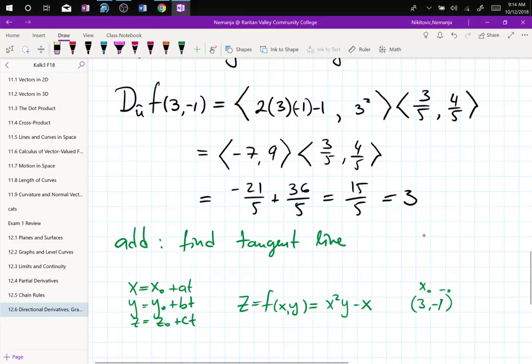So x0, y0 is given, and you can calculate z0 now by simply plugging in x and y. So that's 9 times negative 1 minus 3. It's going to be negative 12. So now we have x0, y0, z0. We have the slope, we have the direction given by the vector. Just plug everything in. So we can actually find the tangent line. We are more interested in tangent planes for the 3D case. It's coming up, but you can find the tangent line as well along the vector 3, 4.